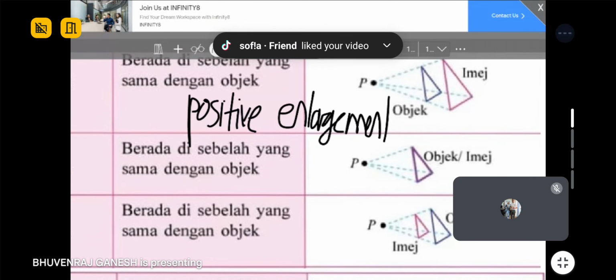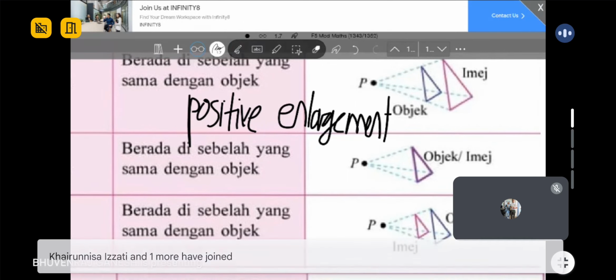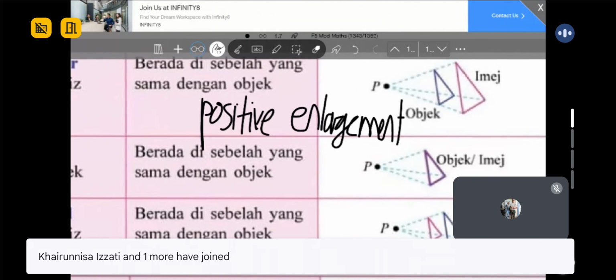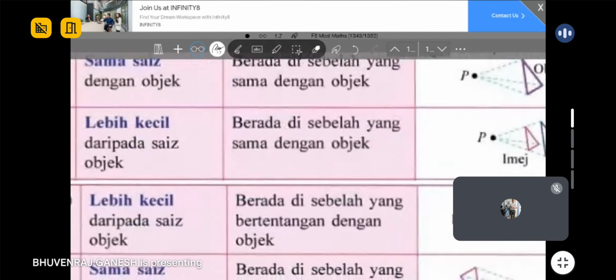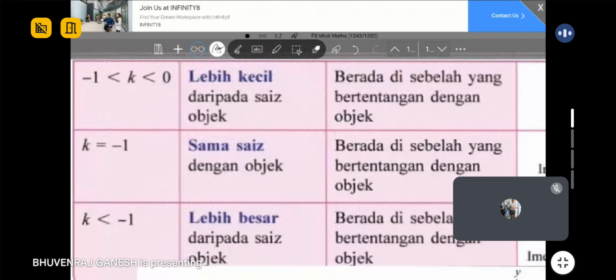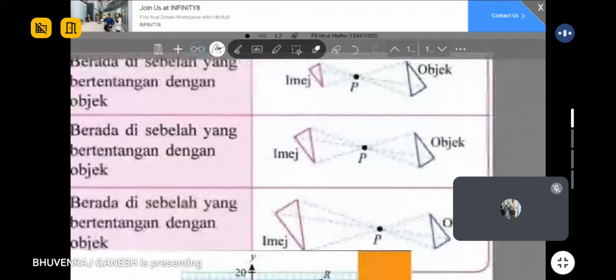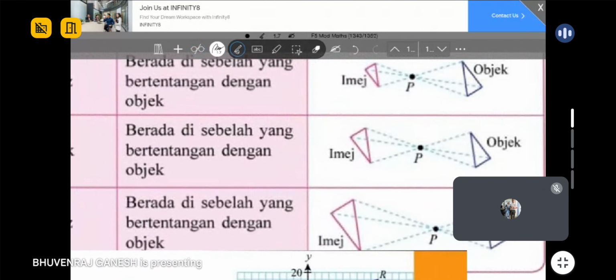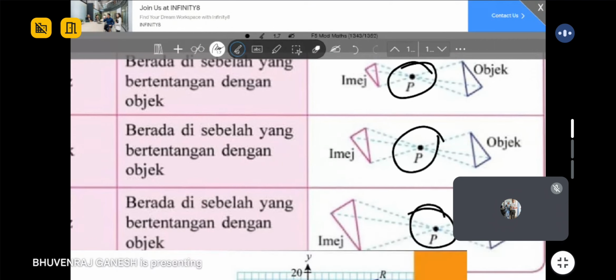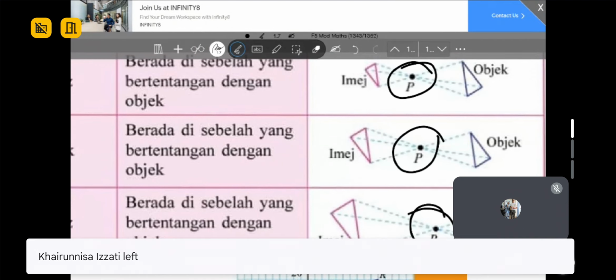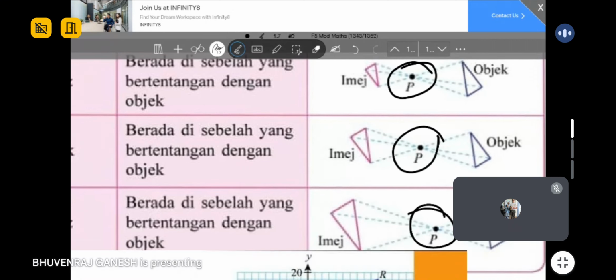Okay, because the scale factor is positive. Faktor skala kamu positif. So, pembesaran kamu juga positif. Alright? Okay. So, untuk yang 3 lagi, 3 more, is negative. So, why negative? Kamu lihat kedudukan pusat pembesaran. If you check and see guys, your center of enlargement, it is at the center, kat tengah-tengah object dan image.